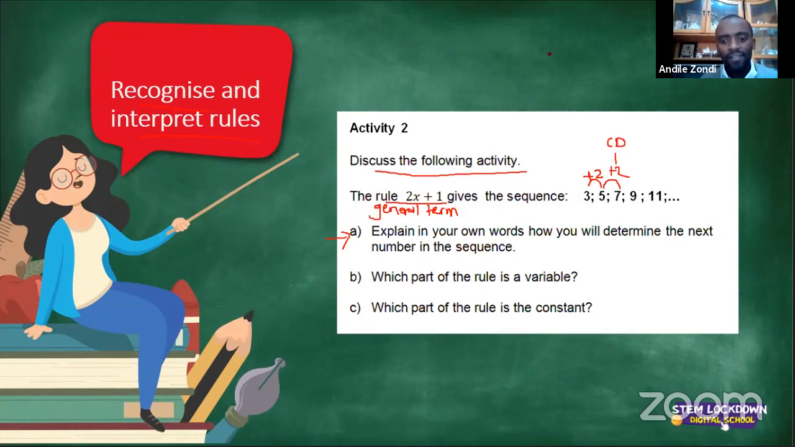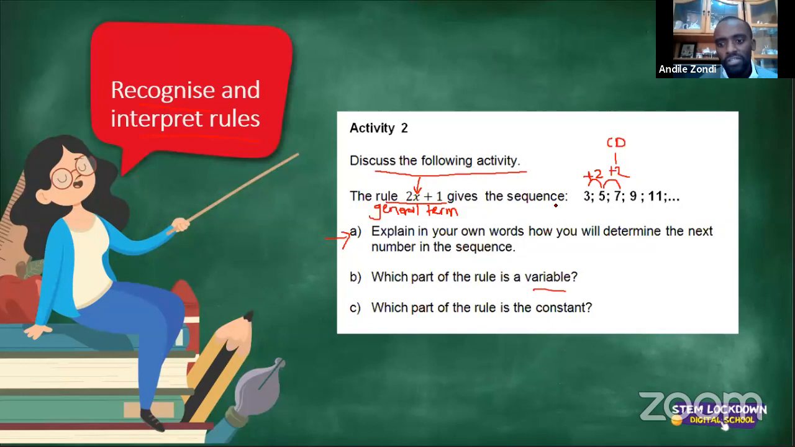Obviously, a variable in this case. There's the rule. X will be a variable because it changes. You can substitute 1 for X, you can substitute 2, any number you want, depending on what is given.